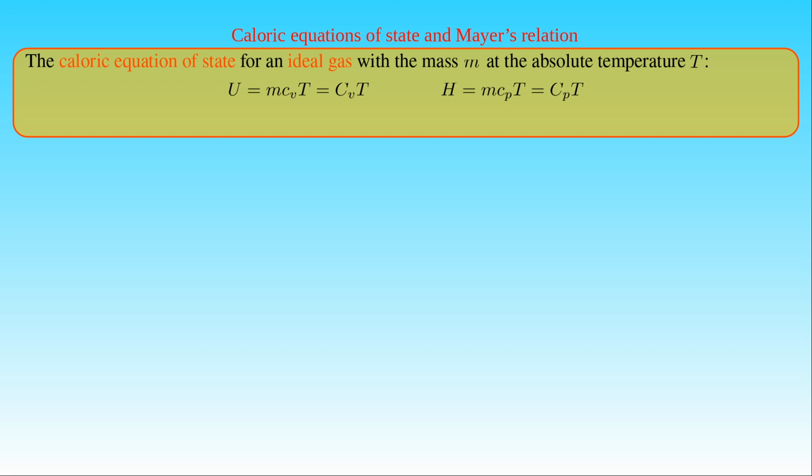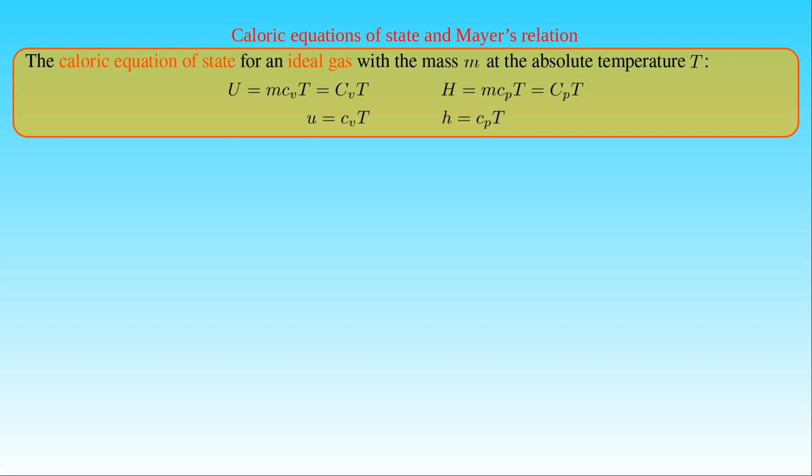In the second caloric equation of state, the enthalpy H of the gas is given by the mass m, times the specific heat capacity Cp of the gas for a constant pressure, times the temperature T, which is equal to the heat capacity Cp of the given amount of gas for a constant pressure, times the temperature T. If we divide these equations by the mass m of the gas, then we can write them as follows. The specific internal energy u of an ideal gas is equal to its specific heat capacity Cv for a constant volume, times the absolute temperature T. The specific enthalpy h of an ideal gas is equal to its specific heat capacity Cp for a constant pressure, times the absolute temperature T.